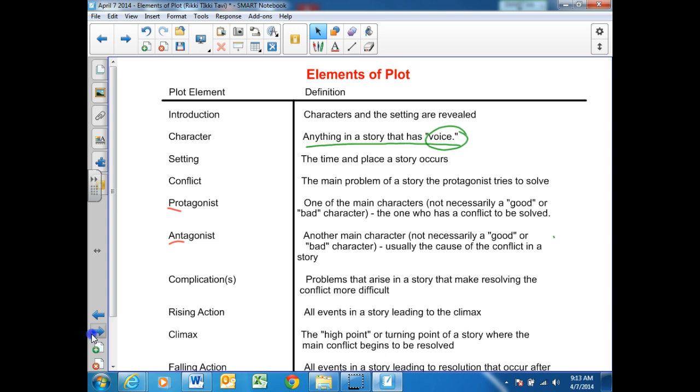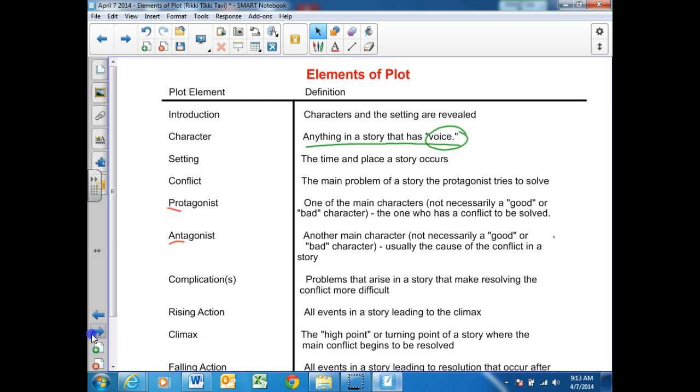Okay. The antagonist, on the other hand, is another main character who is creating the problem. Okay. Again, don't be confused by the anti prefix. It doesn't mean bad. It just means they're on the other side of the story. They're creating the problem, or they could be creating conflicts or complications. That's the antagonist, and their main role is to bring out more and more problems and make things harder to solve. So this takes us to complications.